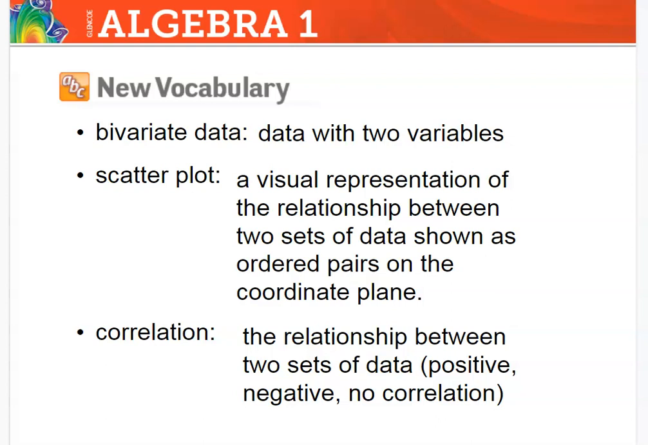And lastly, correlation. Correlation is the relationship between two sets of data. And unlike most other relationships where the relationship can usually be, well, complicated, in this case, the relationship between the data is going to be positive, negative, or no correlation. Okay, no correlation. That's kind of like when all the dots are having social distancing.